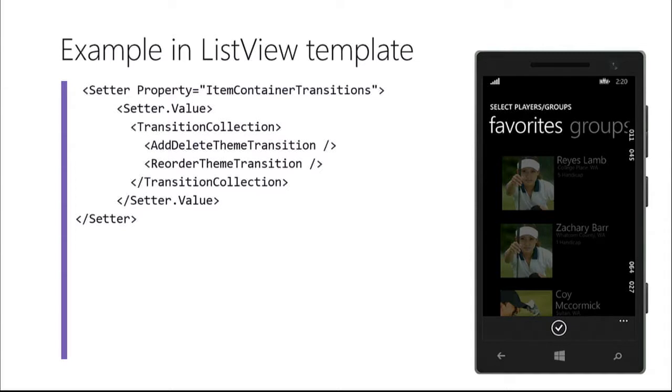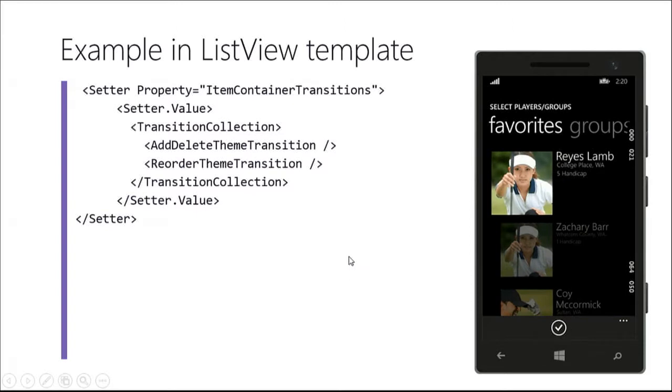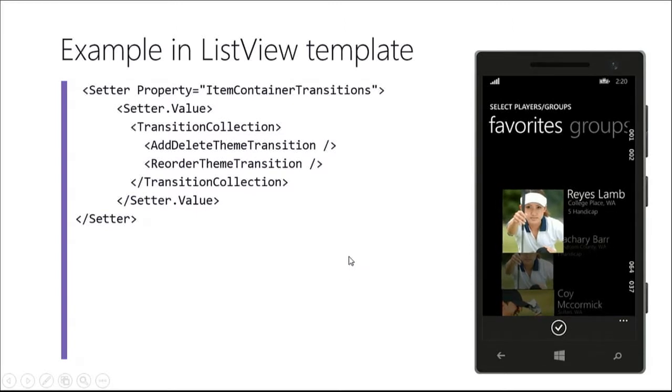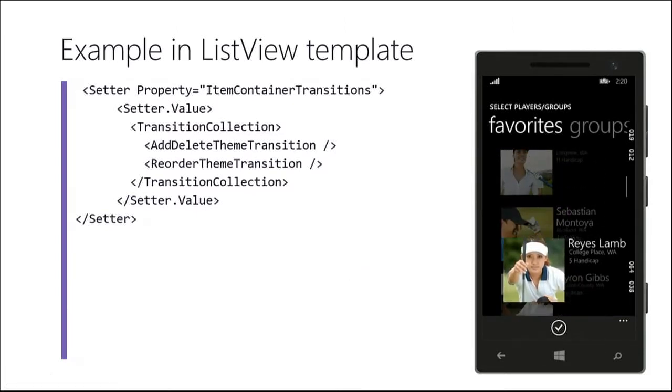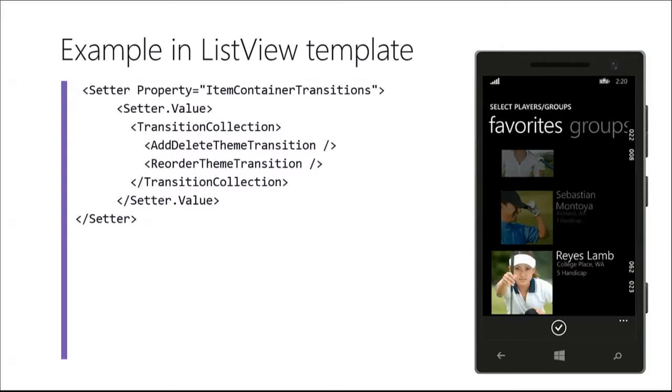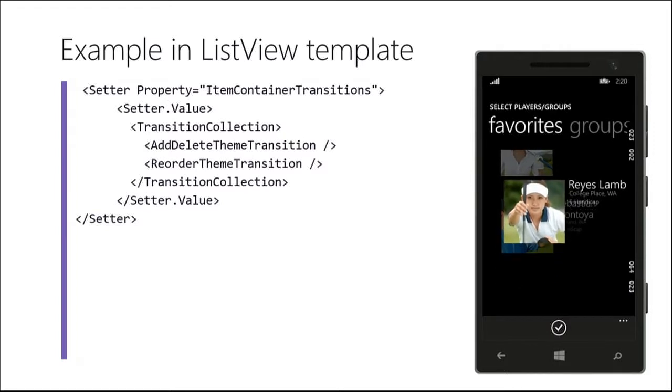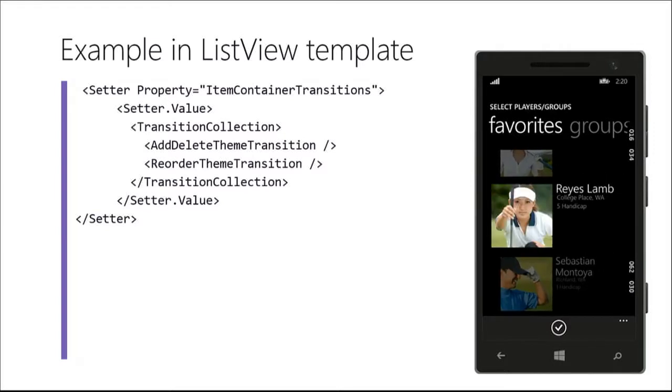So here's an example, where we have that pattern in a list view template. You can see that we're setting this in the list view template here, where I have the transition collection, and I'm adding two transitions: the add delete theme and the reorder theme. Let me play this video so you can see some of these in action. So I have the list, and I've selected that one to reorder, and you can see how everything moves out of the way, and the one that I've selected moves forward. And as I drop it and commit that placement, the animation completes and settles back into the list, and the elements come back in their rightful position.